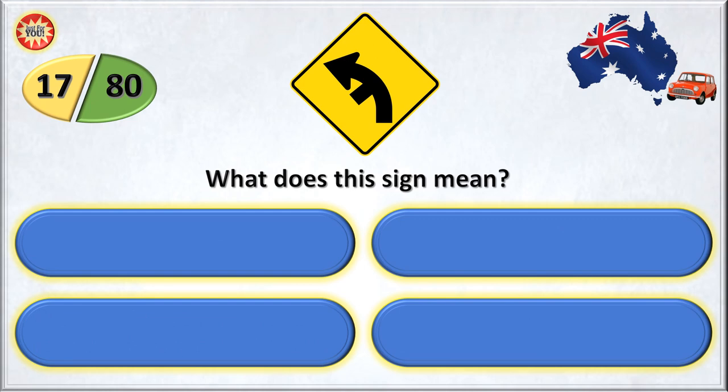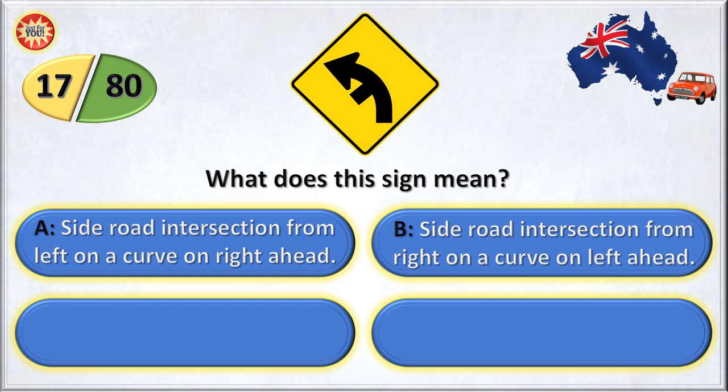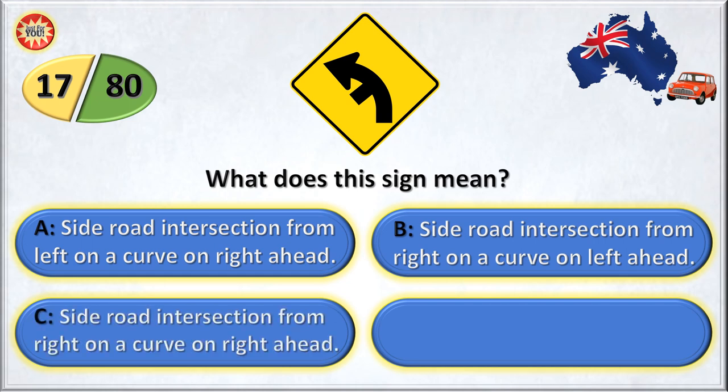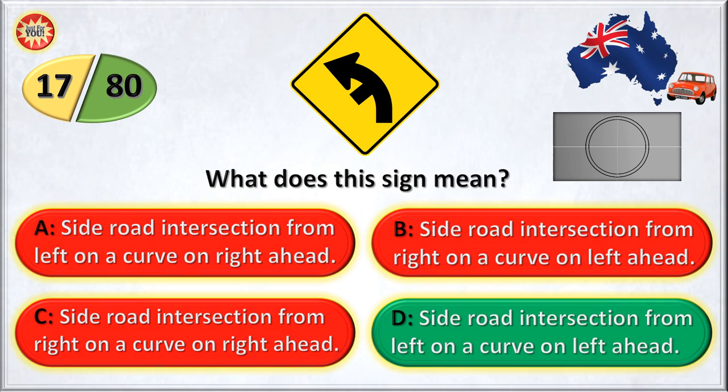What does this sign mean? Side road intersection from left on a curve on right ahead. Side road intersection from right on a curve on left ahead. Side road intersection from right on a curve on right ahead. Side road intersection from left on a curve on left ahead. Side road intersection from left on a curve on left ahead.